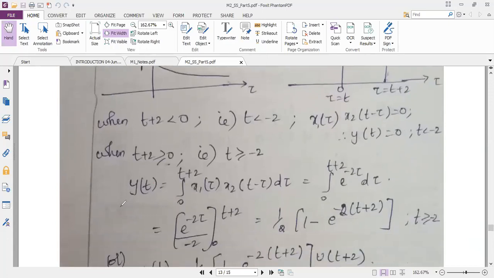So my formula is y of t. Y of t is equal to integral. Later we will substitute the limit. x1 of tau into x2 of t minus tau into d tau. So as per the question, x1 of tau is e power minus 2 tau, and x2 of t minus tau is a unit step, so it is 1 only. So I won't substitute anything here.